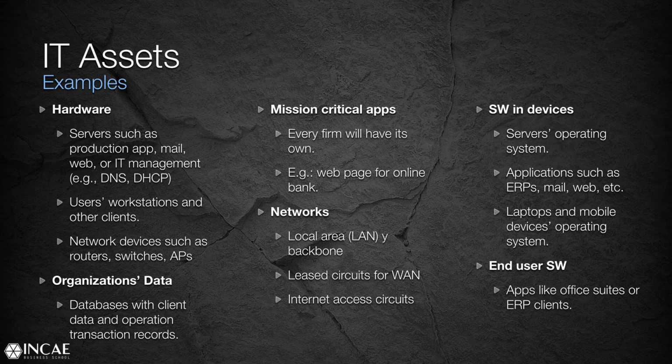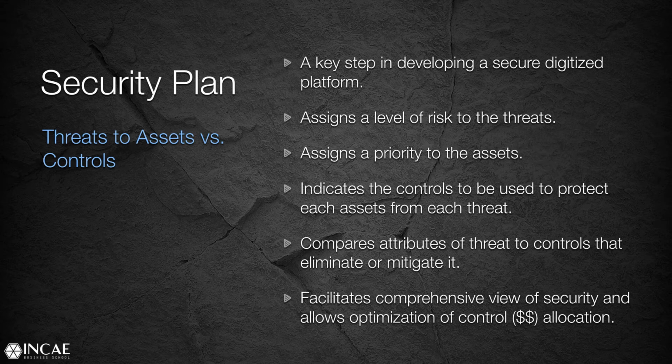So now let's put all these together in what we call the security plan. And once again, this security plan is a tool, a framework, which offers firms a good step to start securing their digitized platform. We're going to start this off by enumerating the threats to which we are exposed and prioritizing these threats. These threats are going to be affecting assets that we must also prioritize. And then we're going to establish, for each combination of threat and asset, what is the control or what are the controls that we can use to protect those particular assets from those particular threats. And we can actually use this framework to assess if we have the appropriate and sufficient controls to mitigate or eliminate the threats to the particular assets.